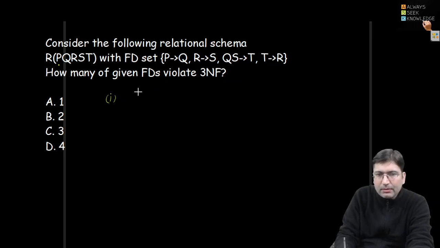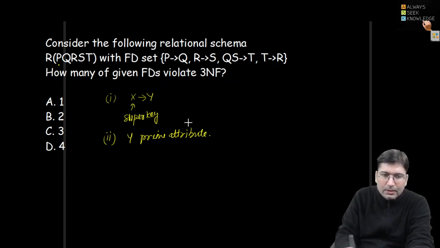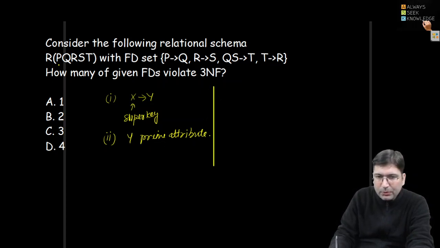The very first thing, if I write X implies Y, in this X has to be a superkey. Second, if X is not a superkey, then Y needs to be a prime attribute. Right? So the very first thing we should do here is calculate the possible keys which this relation can have.